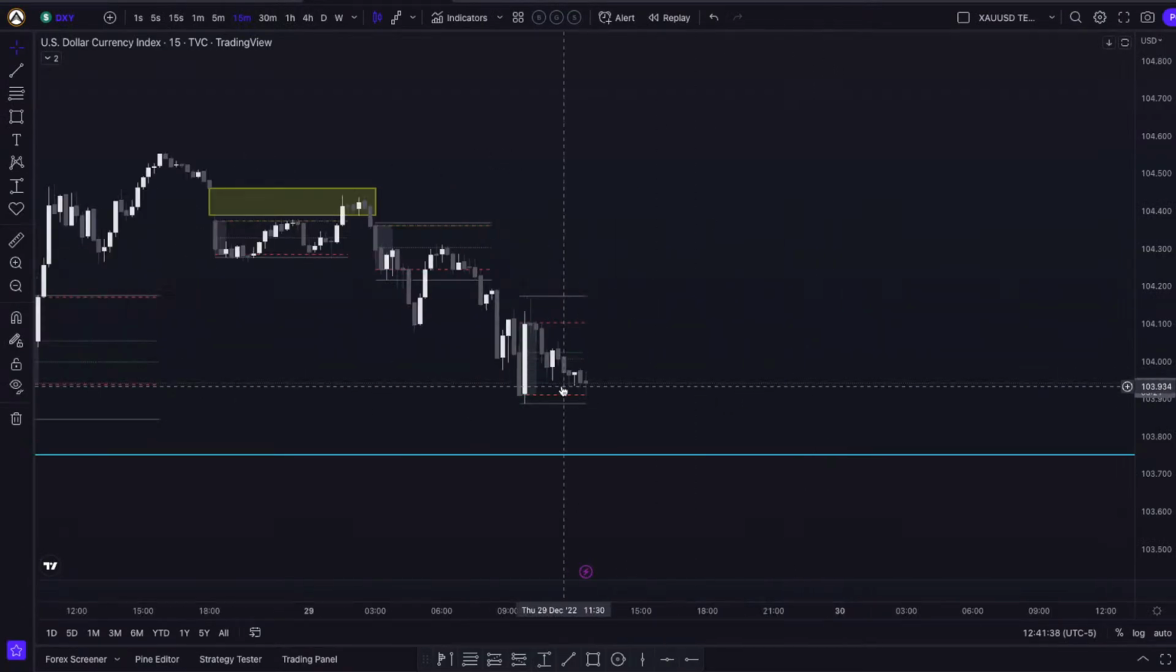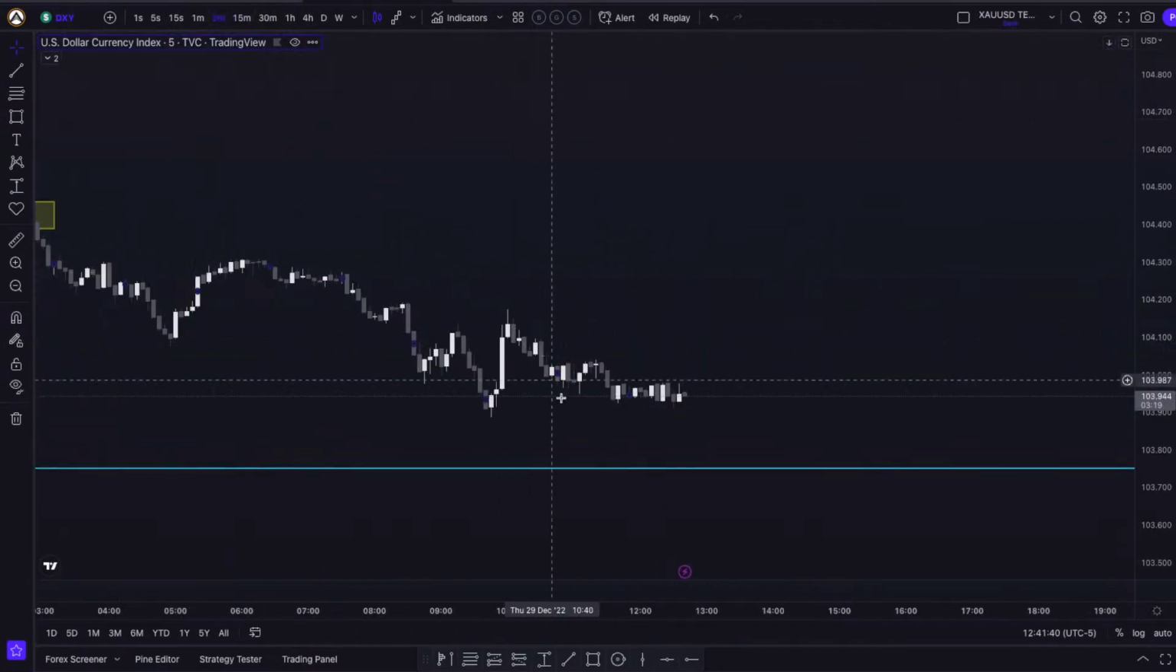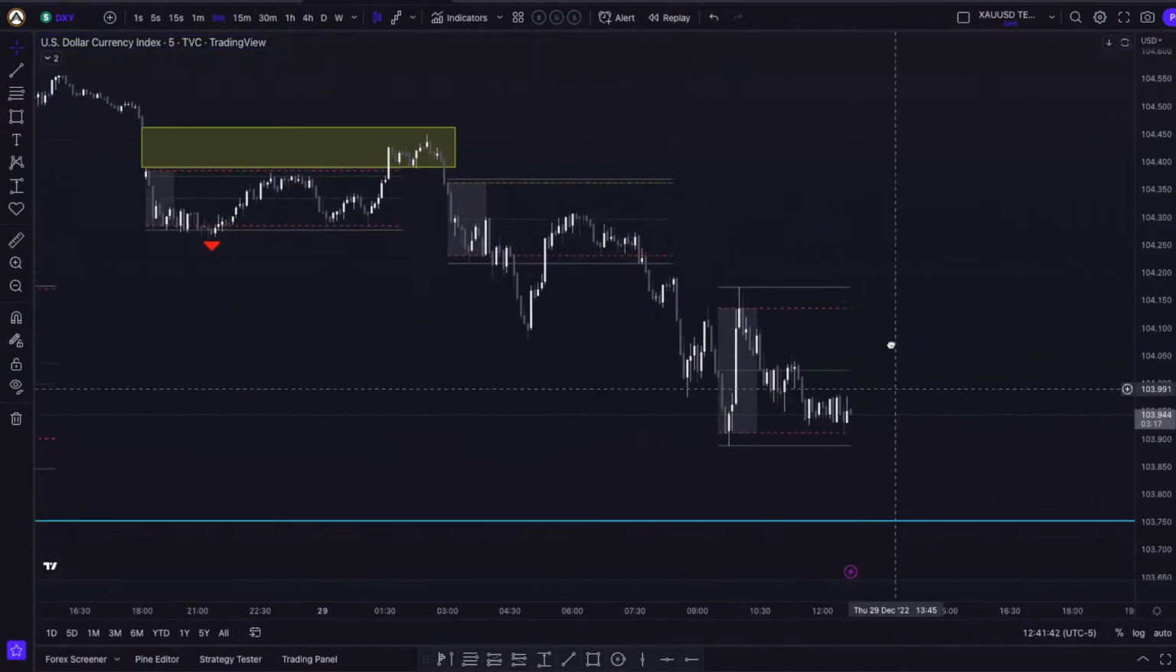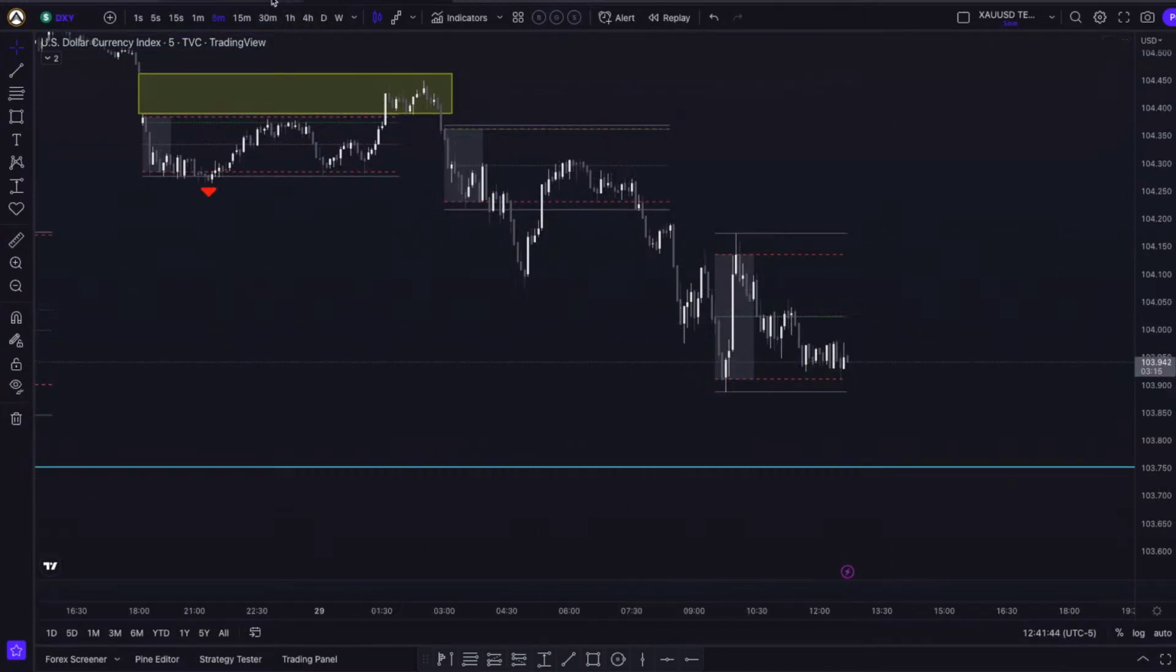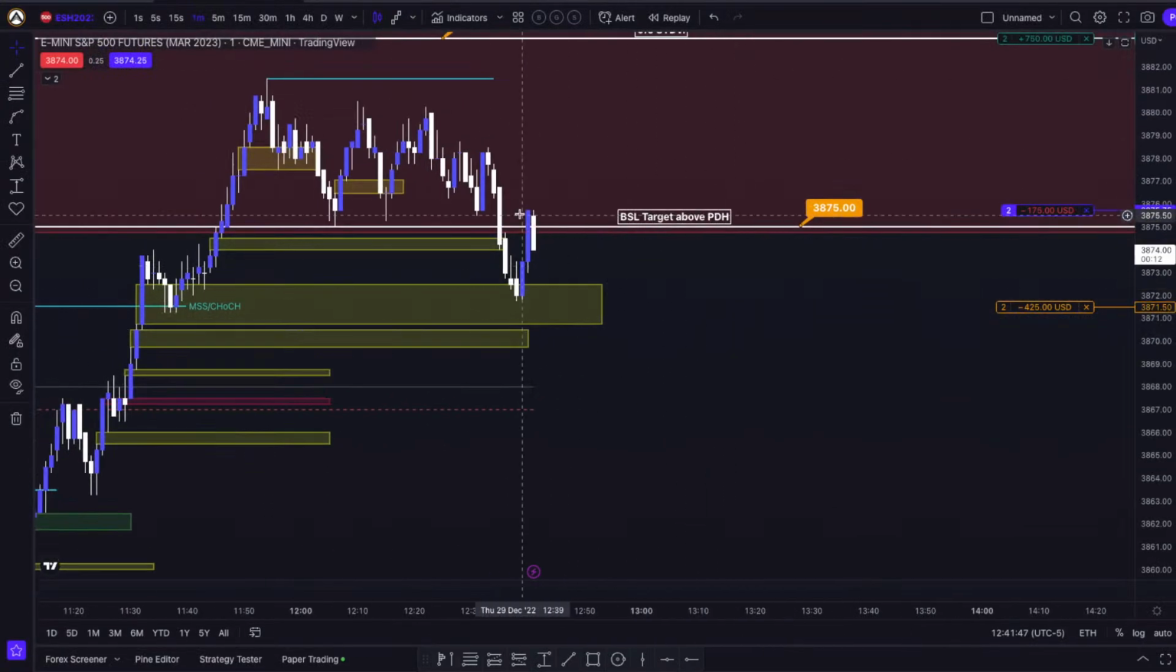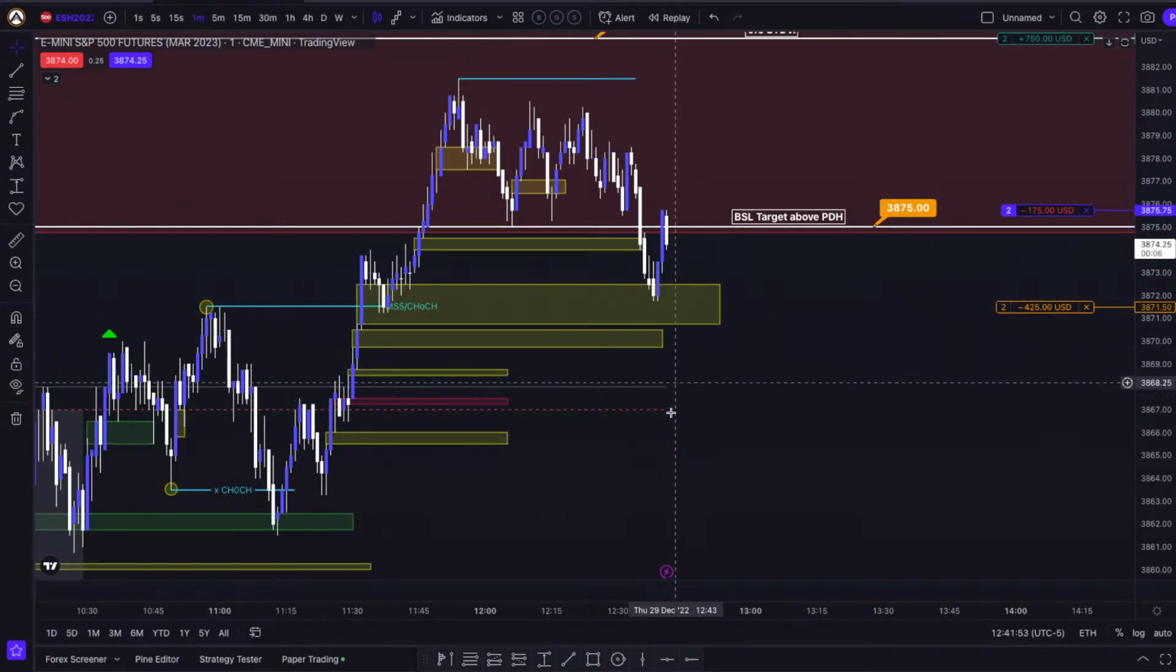Let's check what the DXY is doing on our 5-minute time frame. Still consolidating, indecisive. And the S&P 500 very likely filled in one of those short-term fair value gaps right here for a potential continuation move further to the downside.